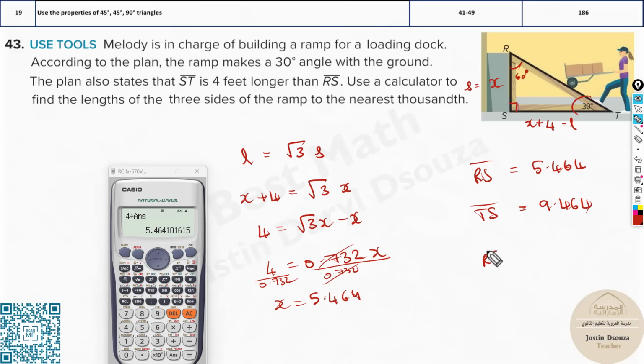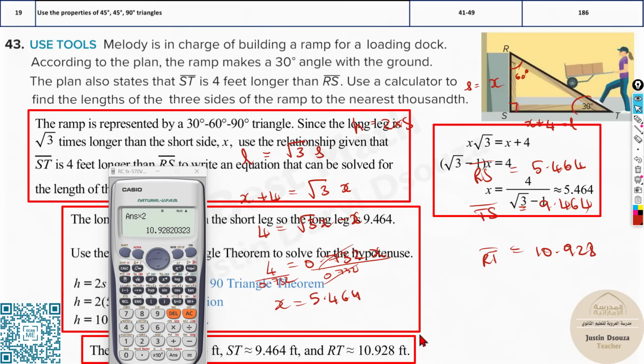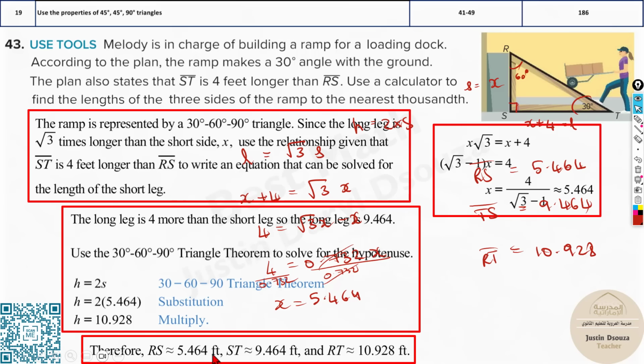And what about RT? The hypotenuse over here is always given as 2 times S, isn't it? So this is S. I just have to multiply it by 2. So whatever the answer, just multiply it by 2. Here you go. The answer is 10.928. So these are the three sides. You can see here, it's 10.928, 9.464, and 5.464. I hope this is clear.